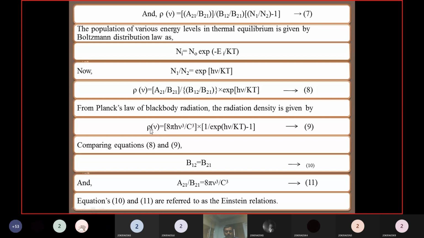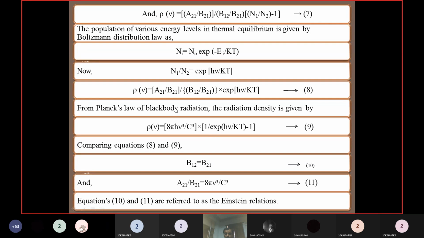Now coming to Planck's radiation law. According to Planck's radiation law, rho of nu is equal to 8 pi h nu cube by c cube, by exponential of h nu by kT minus 1.